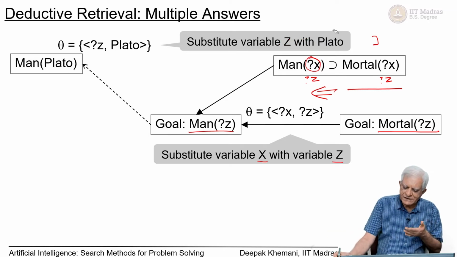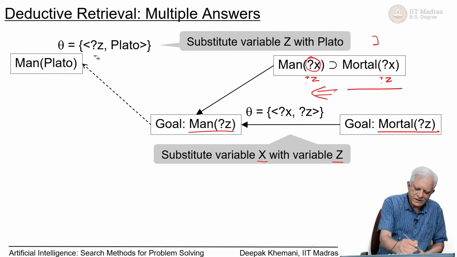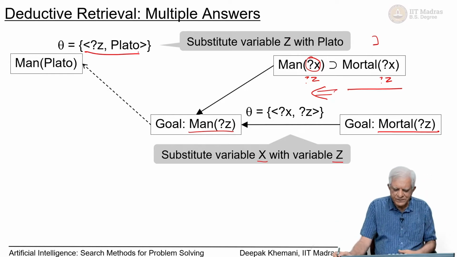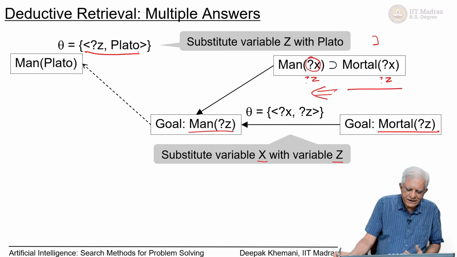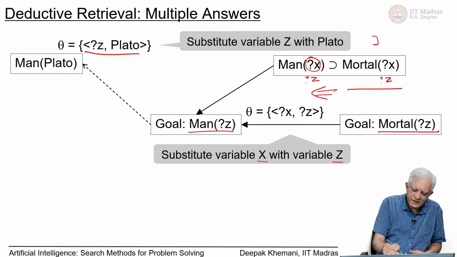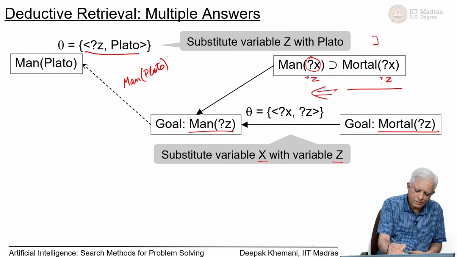So, you substitute variable Z with Plato, for example, and that is what is being done here. This theta is called a substitution, and the substitution says that you can substitute Z with Plato, and your query gets transformed into, is it true that man Plato? This is the new goal. So, if I write it in the same notation, this is the new goal.